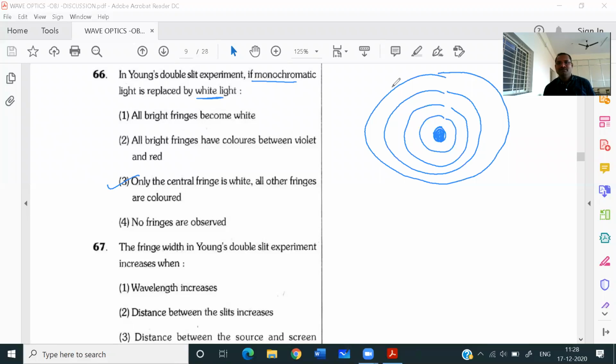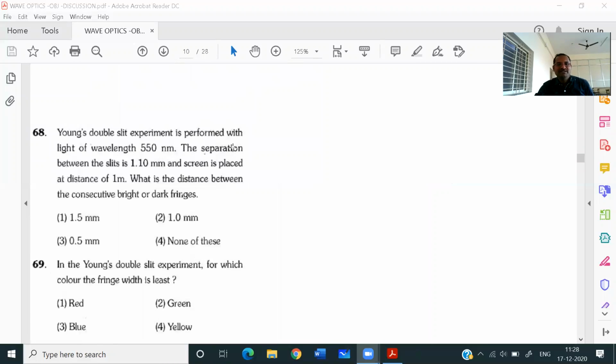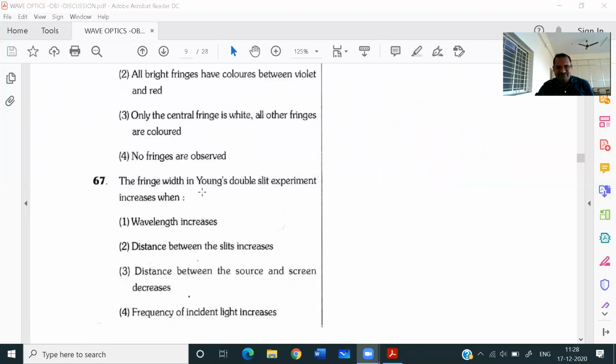Next, question number 67. They are given that the fringe width in Young's double slit experiment is increased. So when the fringe width increases, see here, the fringe width formula beta is equal to lambda capital D by small d.